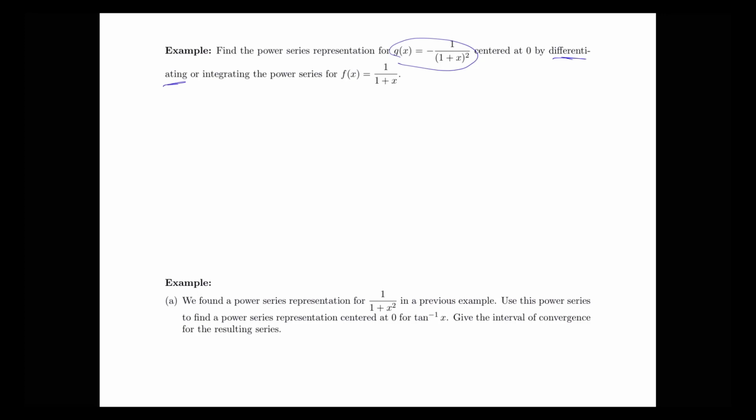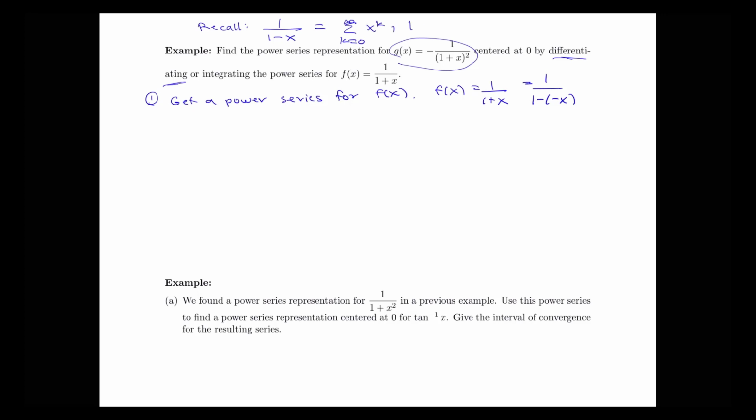So the first thing that we need to do is get a power series for f of x. So notice that f of x is 1 over 1 plus x, which I could write as 1 over 1 minus negative x. So recall that we know that 1 over 1 minus x equals the sum from k equals 0 to infinity of x to the k for the absolute value of x less than 1.